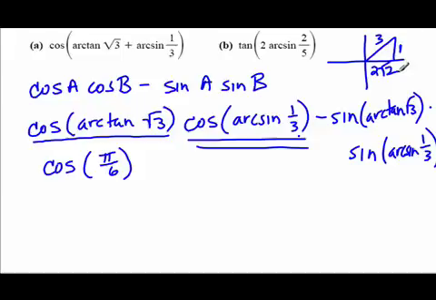So let's turn around now and take the cosine of that angle we just found. And cosine is x over r, so we're going to be multiplying by 2 root 2 over 3.